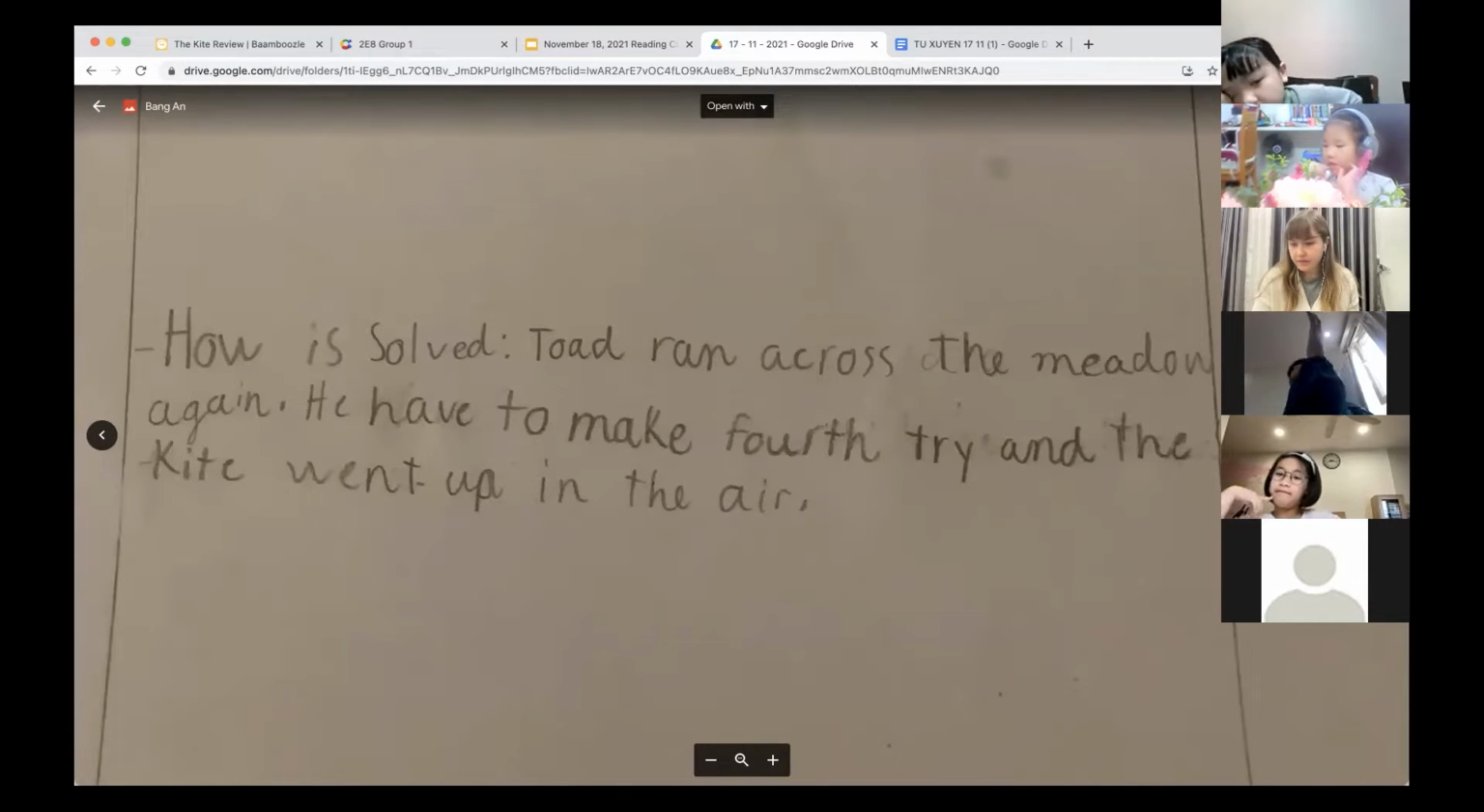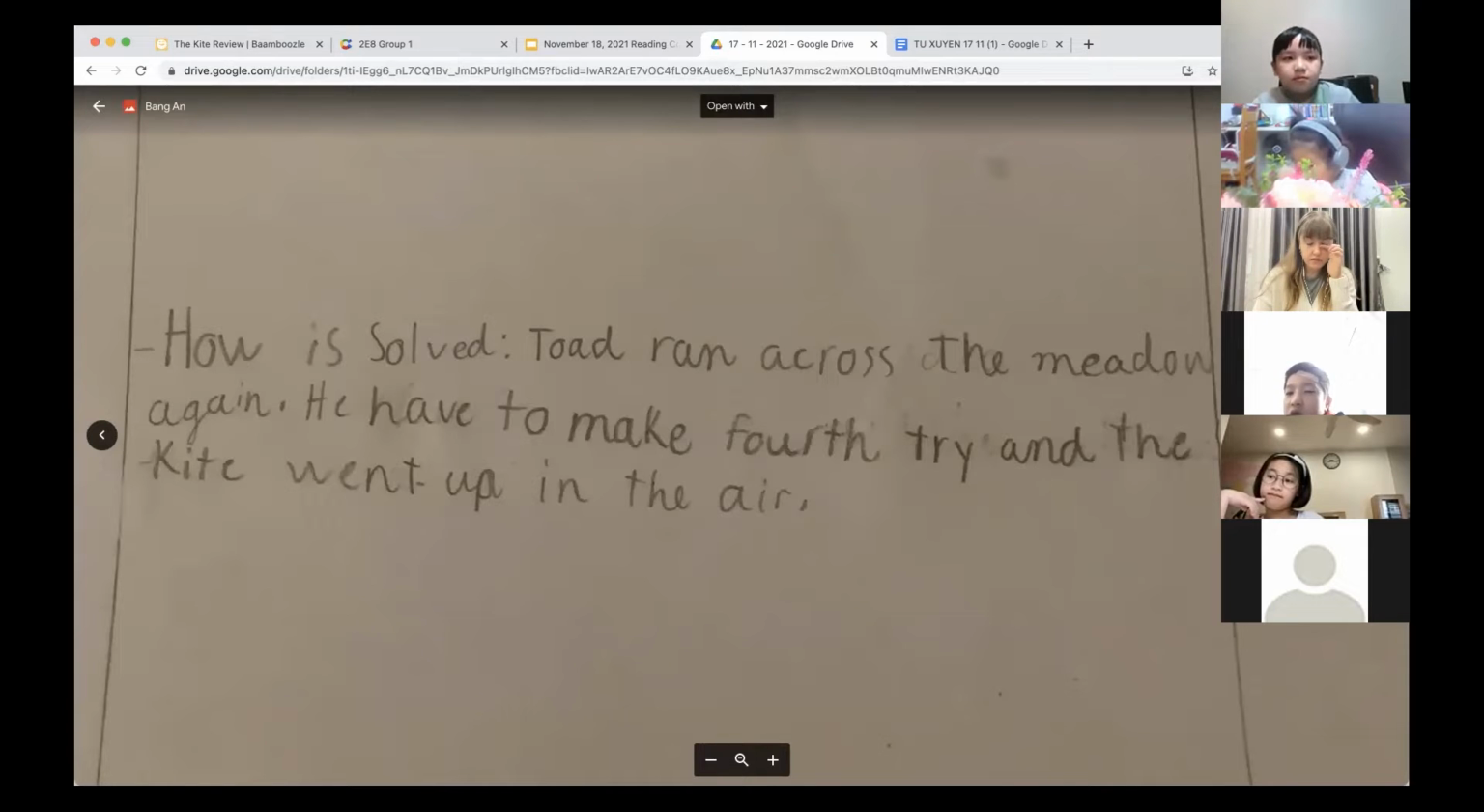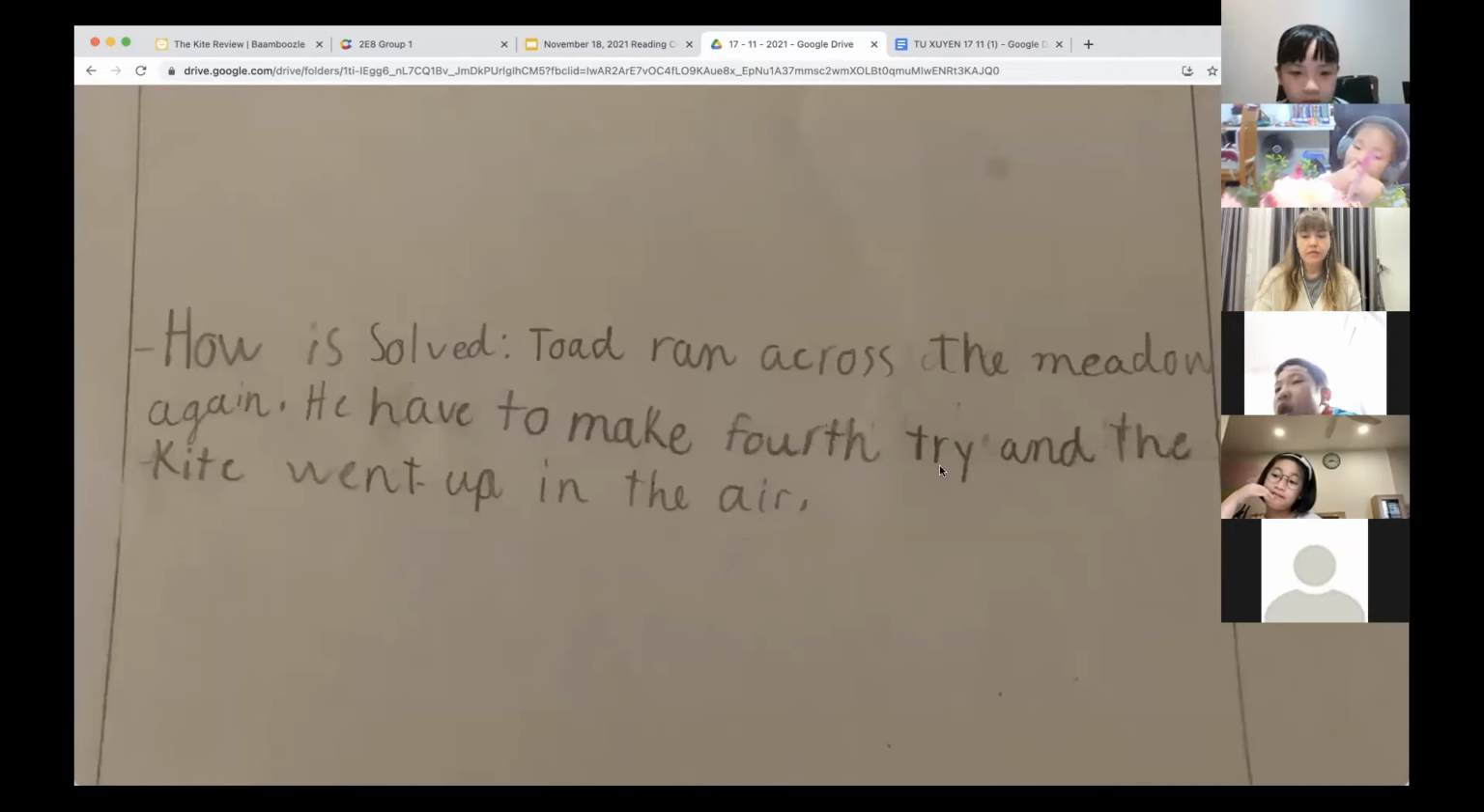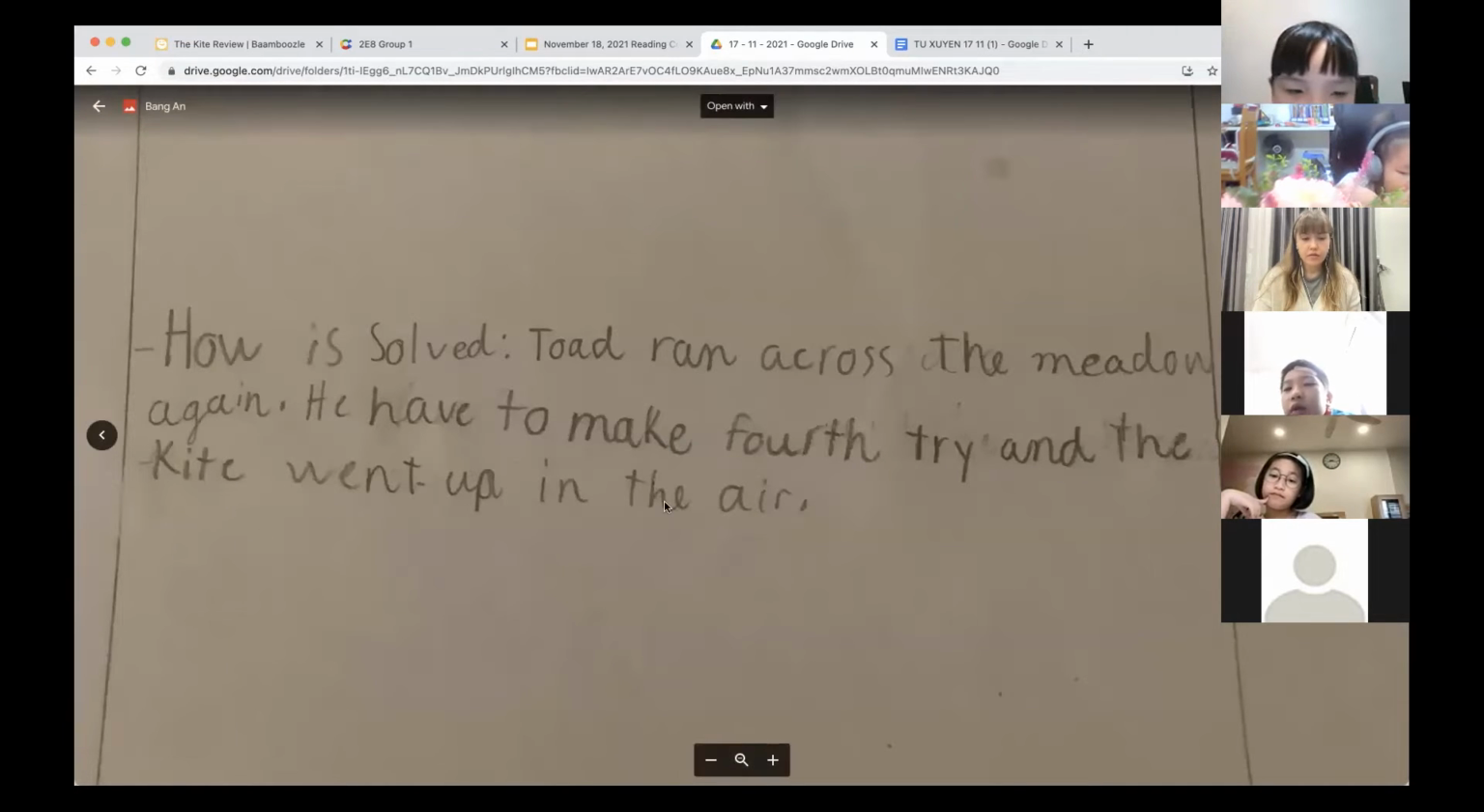Apple, do you see anything? Yes, how is solved? Toad ran meadow again. Have to make a 4th try and the kite went up in the air. It is no more any sentence. It must be a mark, not a comma.